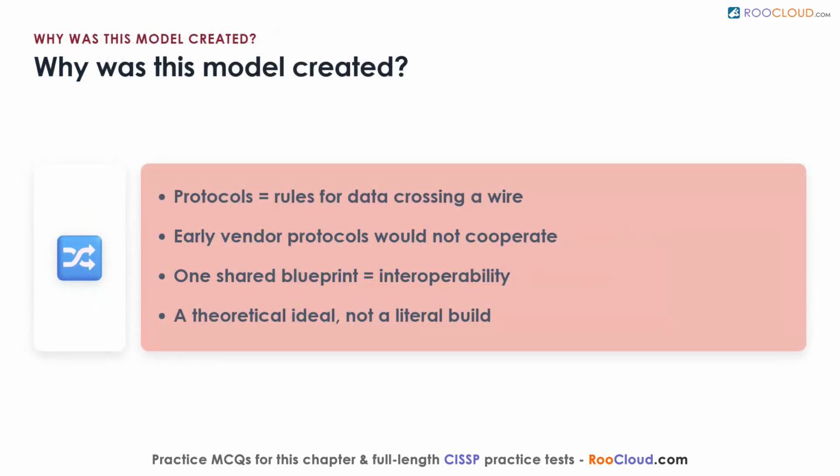So why was this reference model created at all? Rules that govern how data crosses a wire are called protocols. Early on, every vendor built its own, and their gear refused to cooperate. A standards body designed one shared blueprint so systems from different makers could interoperate. Treat it as a theoretical ideal, not a literal build. It describes how communication should work on perfect hardware, and it became the common reference everyone points to.